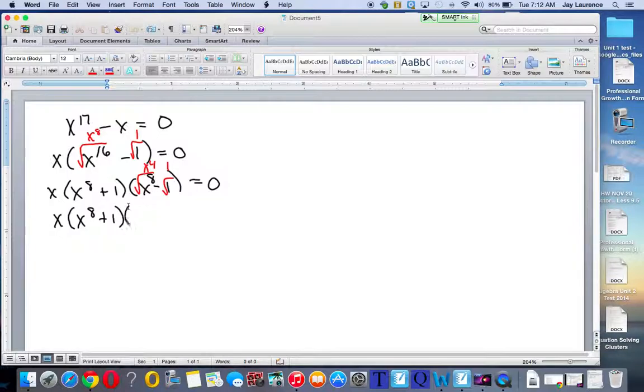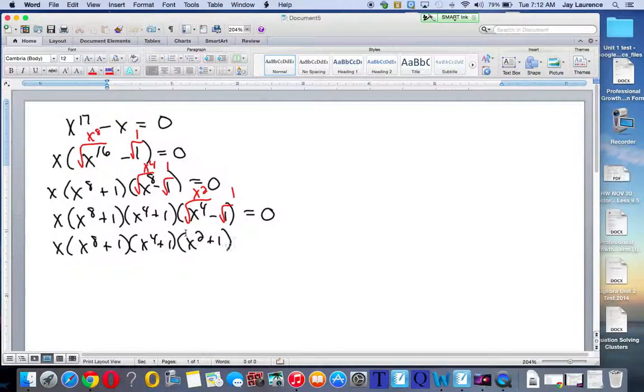And here I'm going to get an x to the 4th plus 1 times the quantity of x to the 4th minus 1. But this is a perfect square minus a perfect square, so it's going to factor even more. X squared, 1. So we're going to get x to the 8th plus 1, x to the 4th plus 1, and then here we'll get an x squared plus 1 and an x squared minus 1.